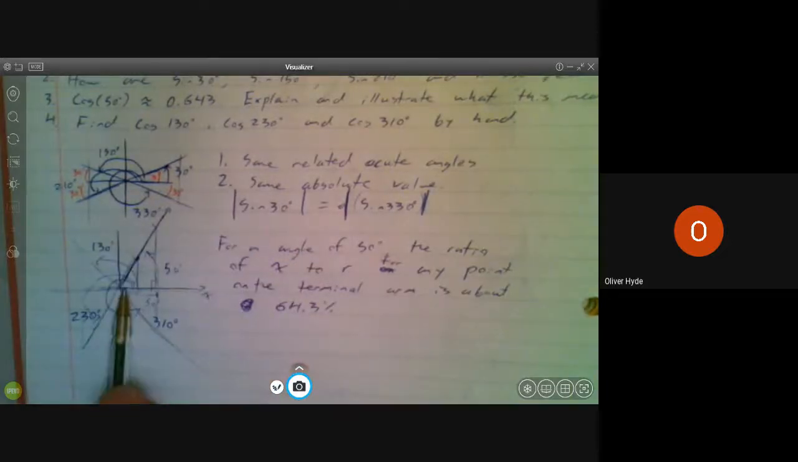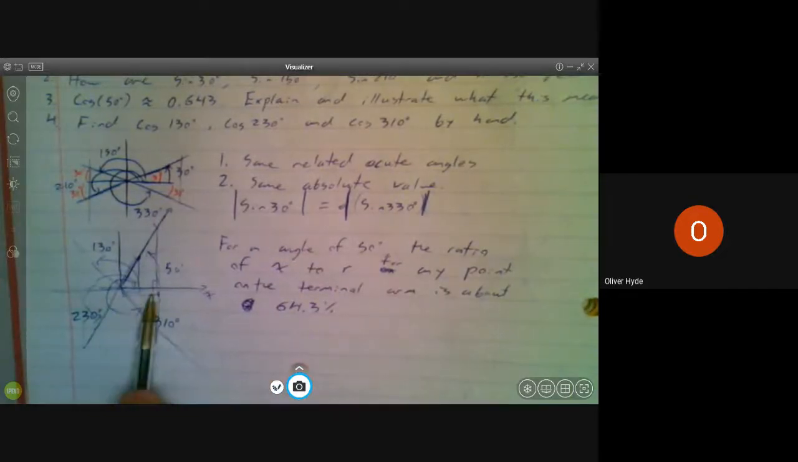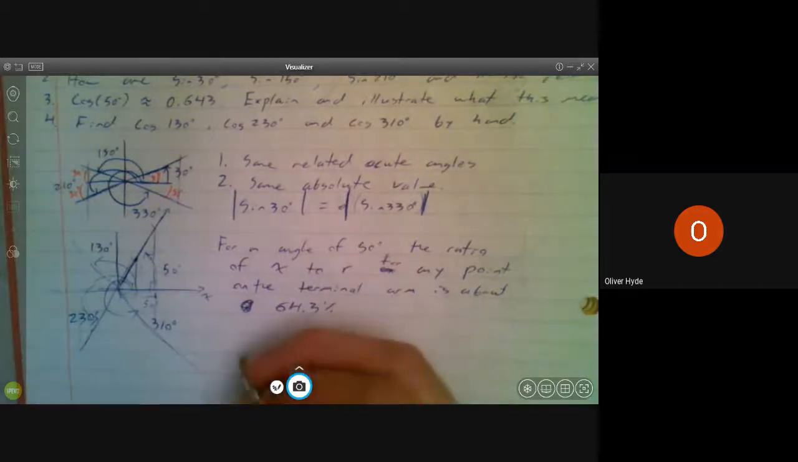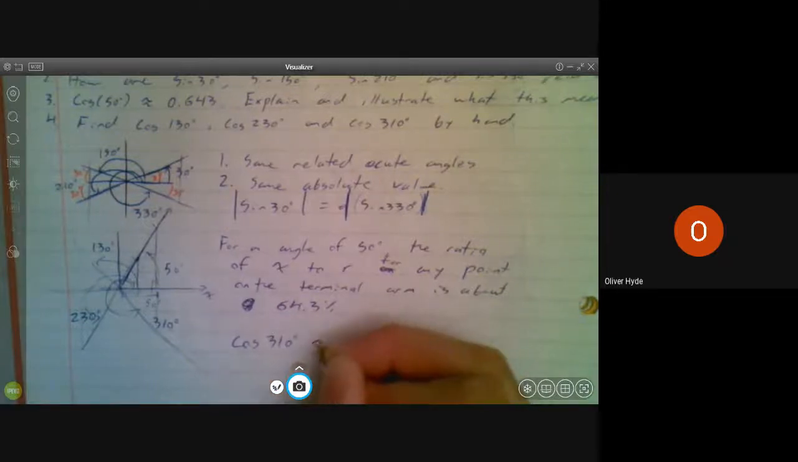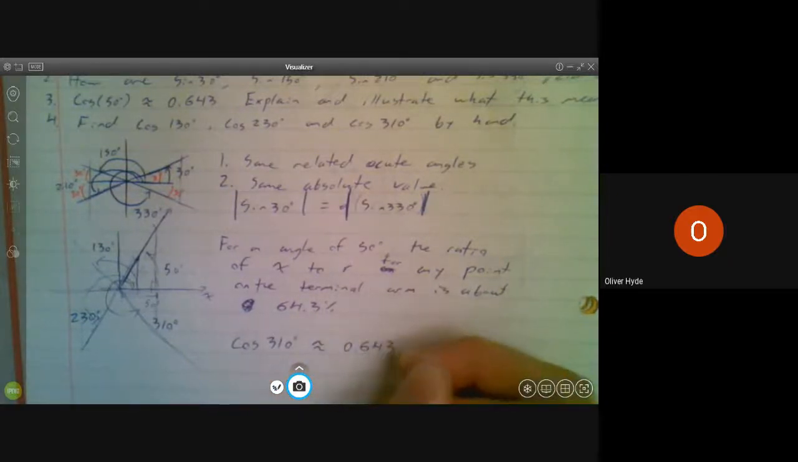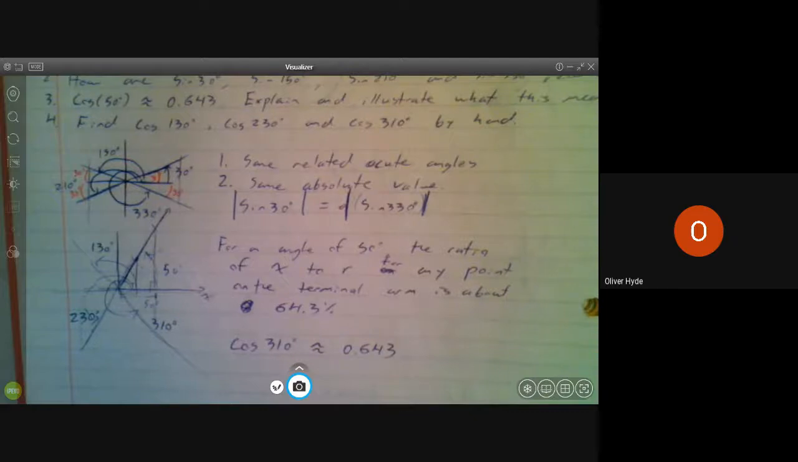Notice that in the fourth quadrant, your x value will still be positive and your r value is always positive. So I'm going to go ahead and say that the cosine of 310 degrees needs to be exactly the same as the cosine of 50 degrees. Let's start with that one. Cosine of 310 degrees is going to be about 0.643. What about these other two?